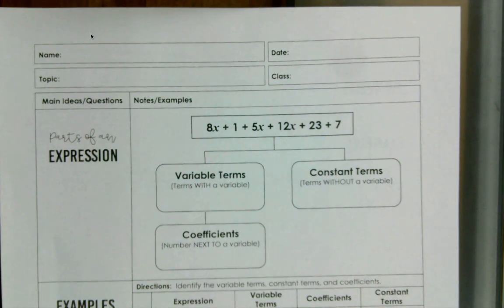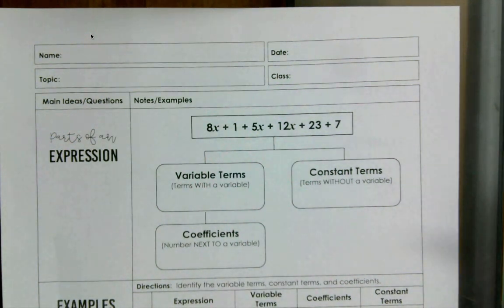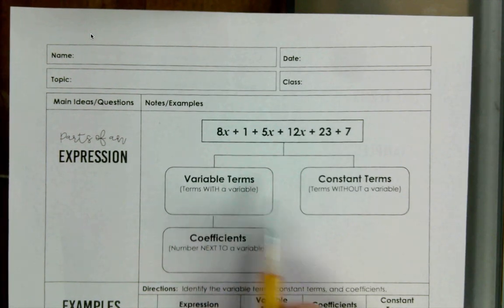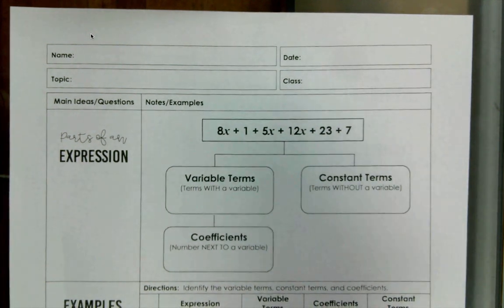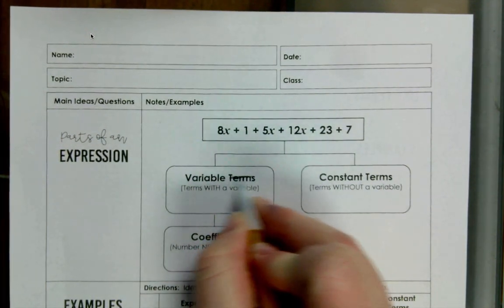Terms to simplify algebraic expressions. So these words are also in your flip book. So variable terms, constant terms. I don't like using the word terms. We're just going to say variable.